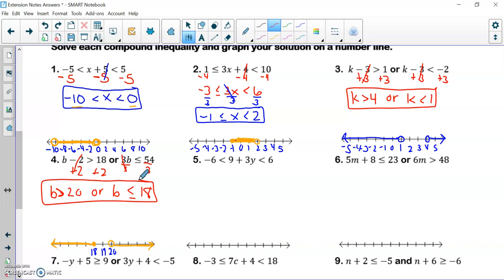All right, so number 5 is an AND inequality. We're going to start off by subtracting 9 from all 3 sides. When I subtract 9 from -6, I wind up with -15, which is less than 3y, which is less than -3. I'm now going to divide by 3 on all 3 sides, and I wind up with -5 is less than y, which is less than -1. So now I'm going to graph this.